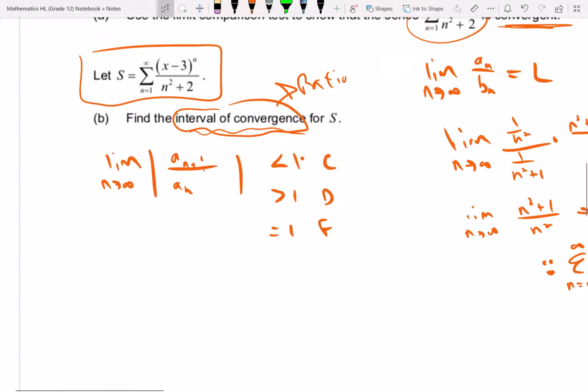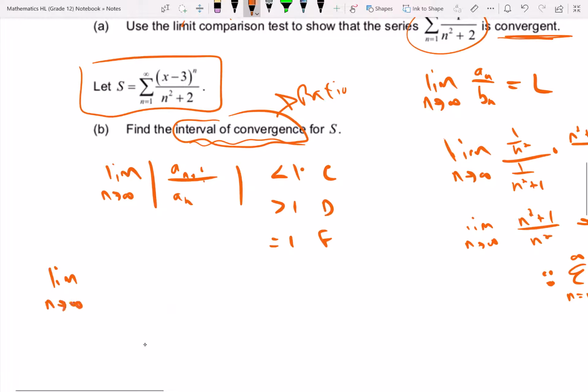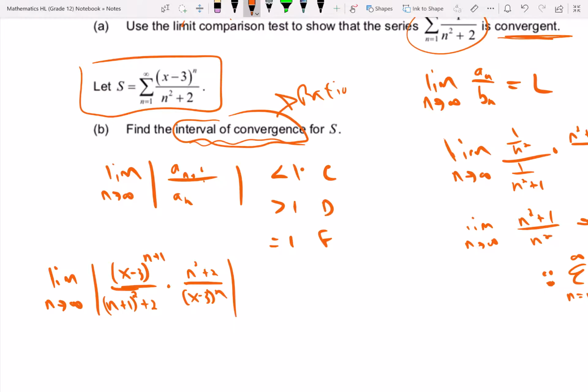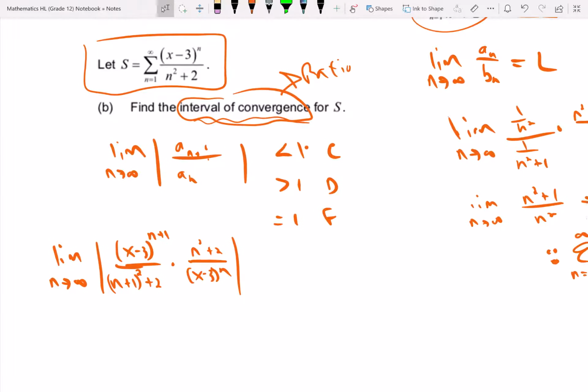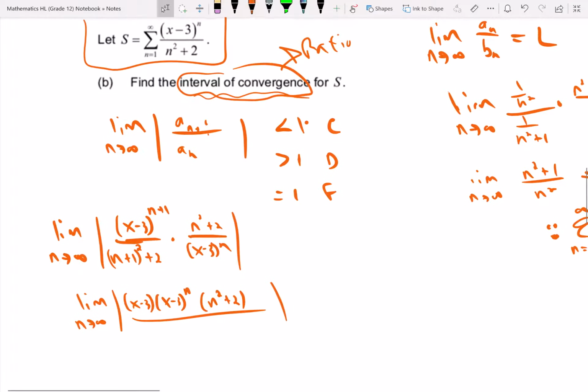So let's go ahead and set this up. We're going to write the limit as n goes to infinity, absolute value, of (x minus 3) to the n plus 1 over (n plus 1) squared plus 2. Instead of dividing, I'm going to multiply by the reciprocal, which is n squared plus 2 over (x minus 3) to the n. This is where we need to do some algebra. On the top, don't lose your absolute value brackets yet. This is going to be x minus 3 times (x minus 3) to the n, and then over here is n squared plus 2. On the bottom, let me multiply this out: n squared plus 2n plus 1, which then will be plus 3, times (x minus 3) to the n.